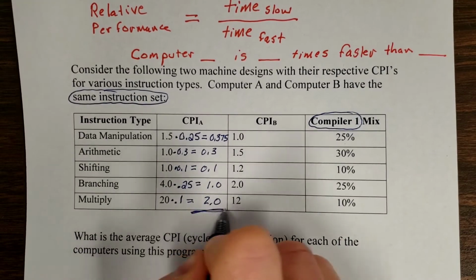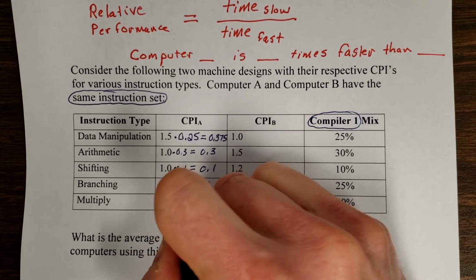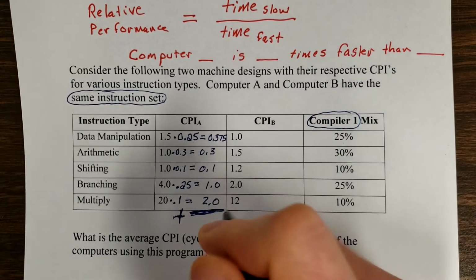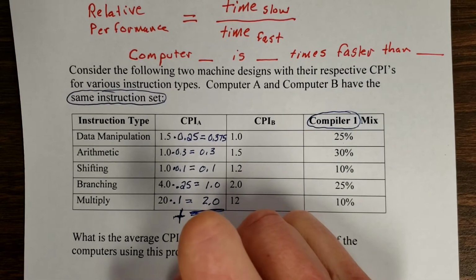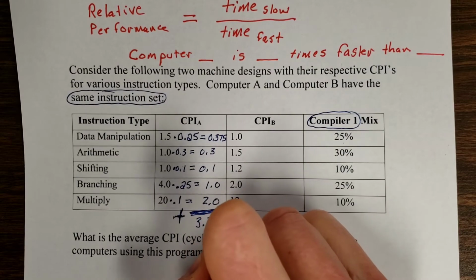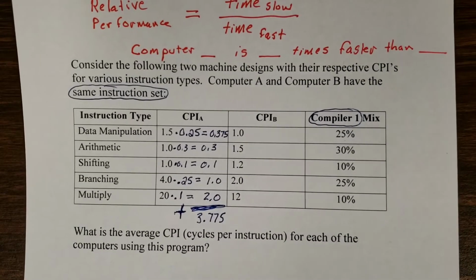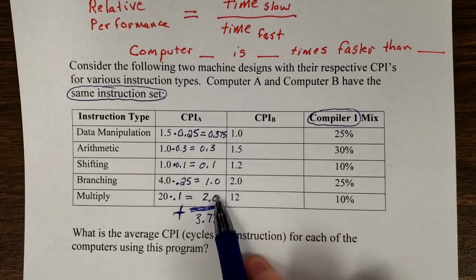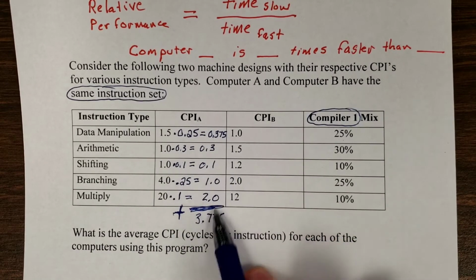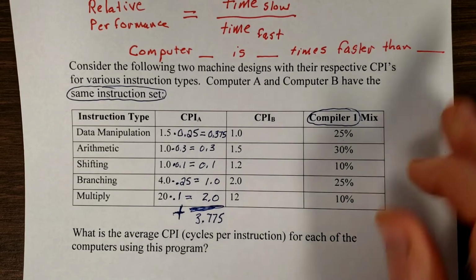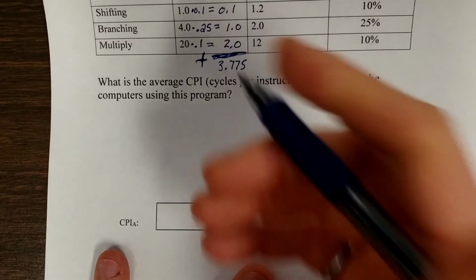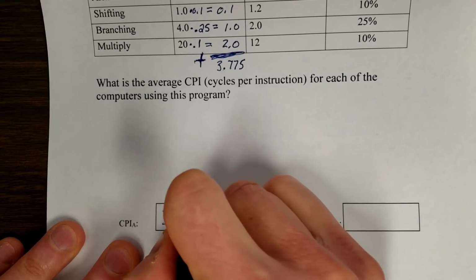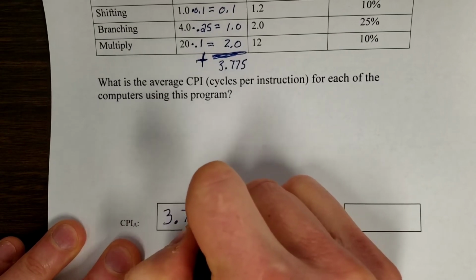And what do we do? We have to add these up in column format, and then we get 3.775. So we multiply each of the CPIs times the relative frequency to get a constituent component, and then we add up the components to get the overall CPI. So then that would answer this question. What's the overall CPI? It'd be 3.775.